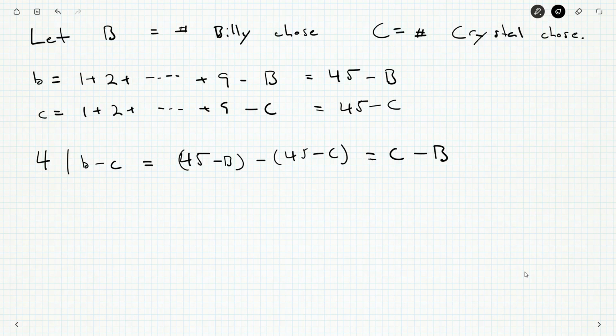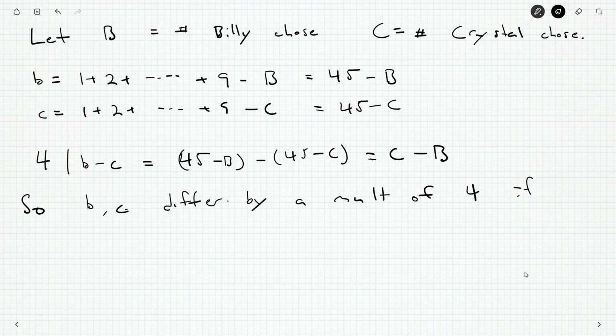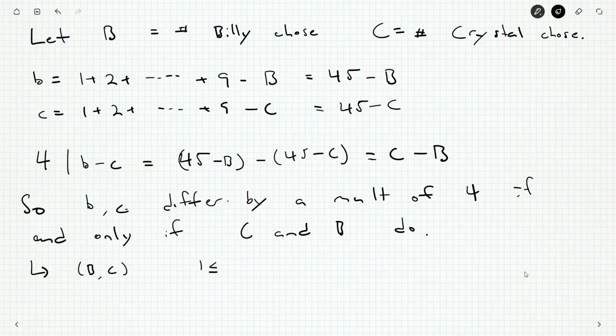So B and C differ by a multiple of 4 if and only if C and B do. Okay, so the question now becomes, can we find pairs b and c with b and c between 1 and 9 so that 4 divides c minus b?